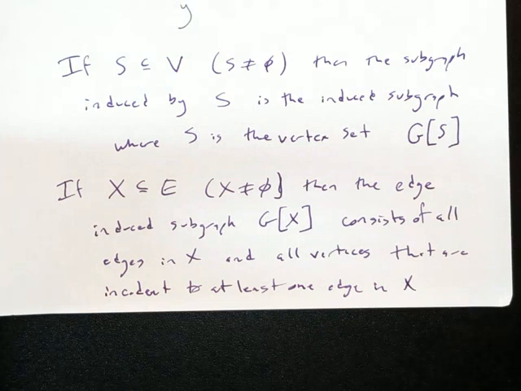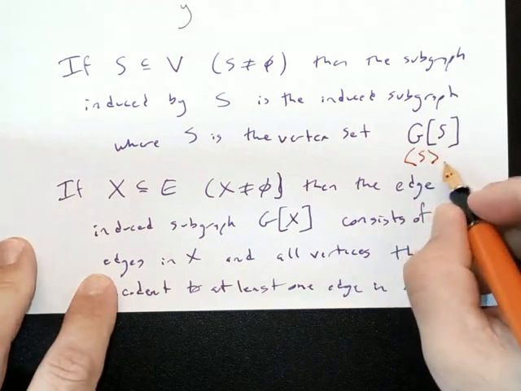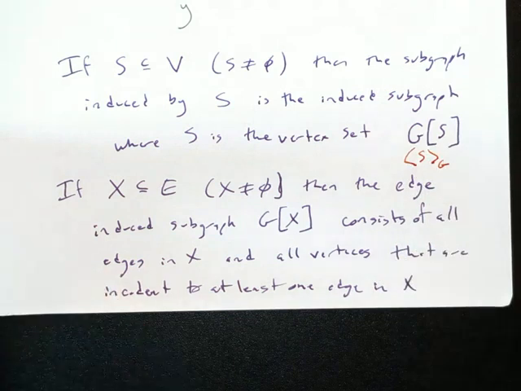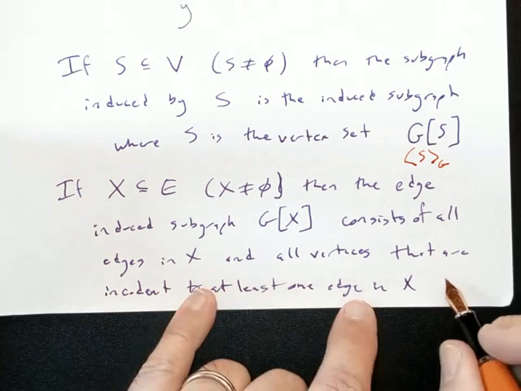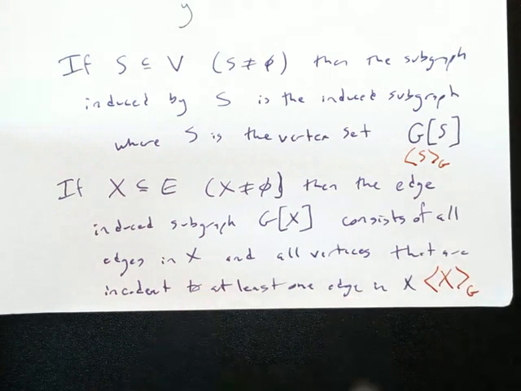Sometimes instead of G of S, you'll also see this written as the set S part from G. Similarly, down here, you'll see the set X part from G. It's just an alternate notation for the same thing. This textbook, I believe, uses the first one, but I found this one in 2 different online resources.